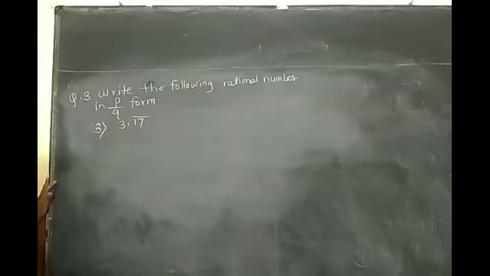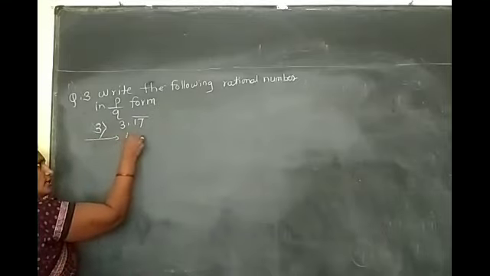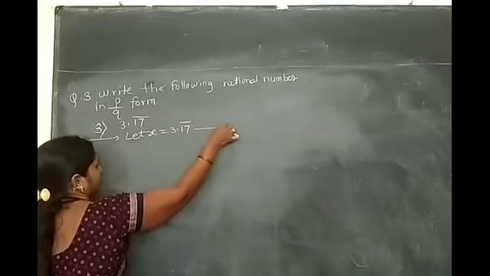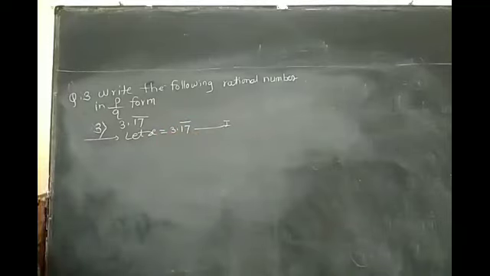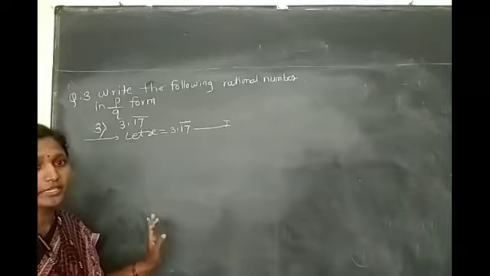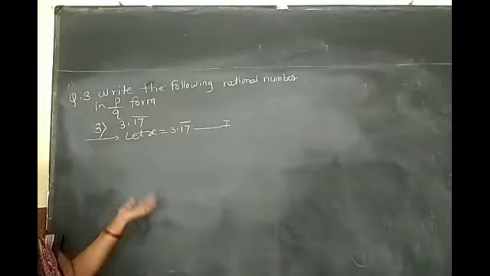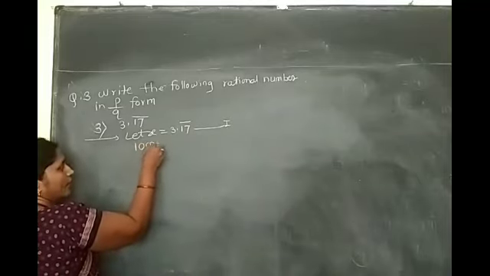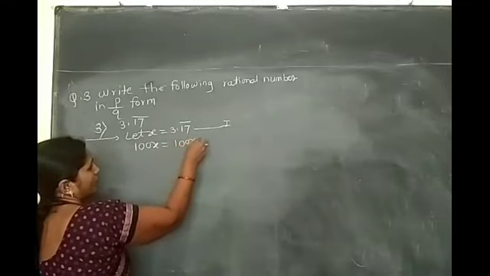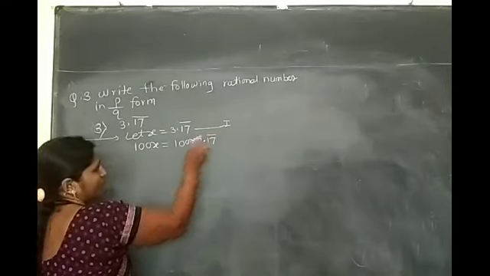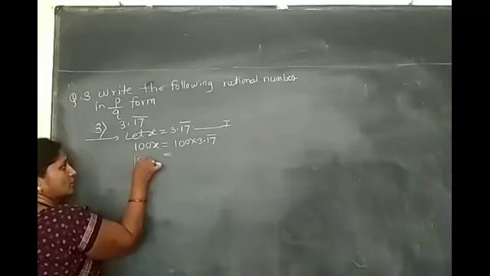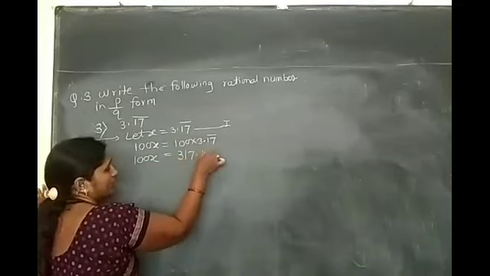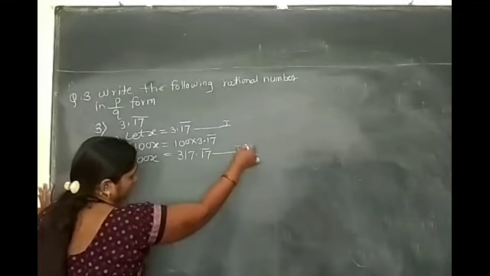Third example: 3.37. First we consider x is equal to 3.37 recurring. Here 2 decimal digits are recurring, so multiply by 100. If 3 decimal digits are recurring, multiply by 1000. Then 100x is equal to 100 into 3.37 recurring. Here the multiplication is 337.37 recurring. This is the second equation.